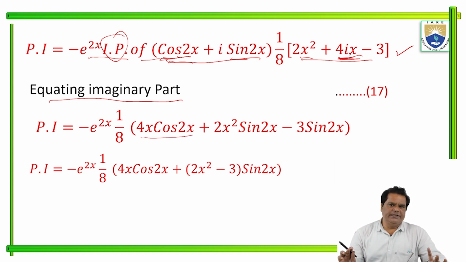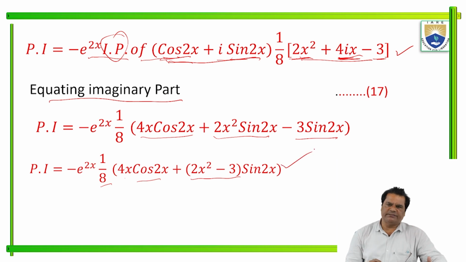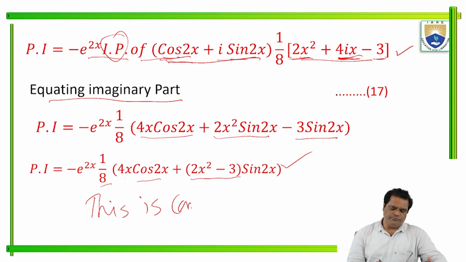Only one imaginary part, i sin 2x, is multiplied by the real part in the next bracket. So 2x square is the real part and minus 3 is also real. So 2x square sin 2x minus 3 sin 2x. So minus e to the power 2x times 1 by 8, 4x cos 2x plus sin 2x is common, 2x square minus 3 sin 2x. This is the complete PI. This is the complete PI of 1. Okay.